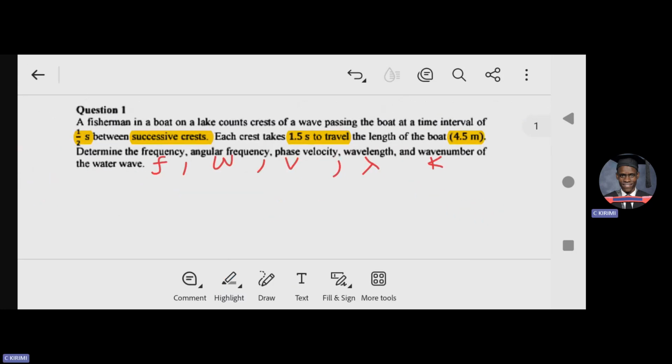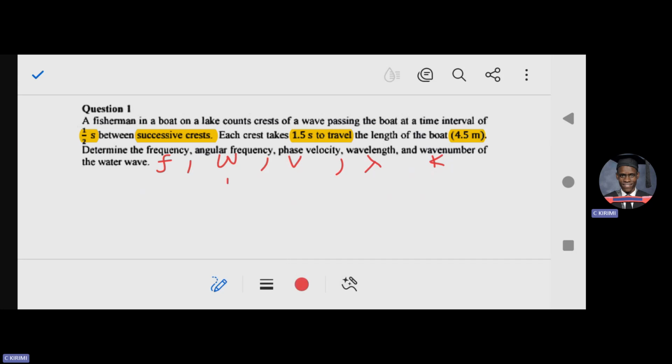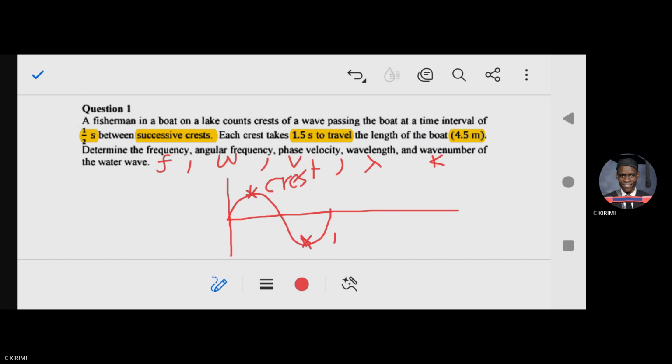From our wave equations, we know that if you are given a sinusoidal wave, this is one oscillation. If I draw another cycle, it is one complete cycle. We indicated yesterday that these are the crests, and what is at the bottom? Those are the troughs, which are at the bottom.